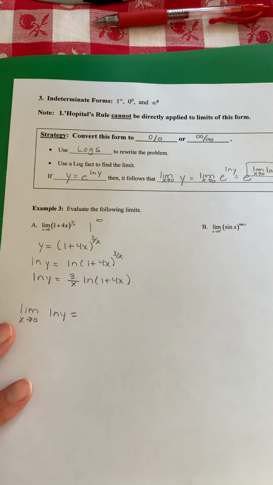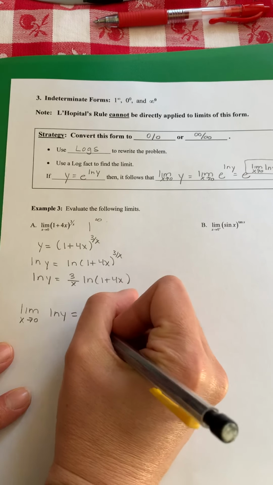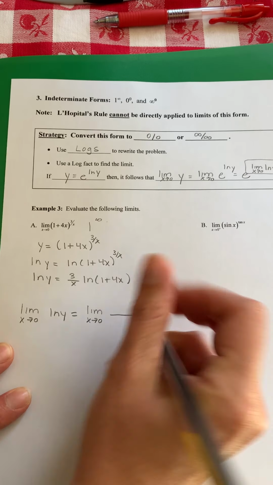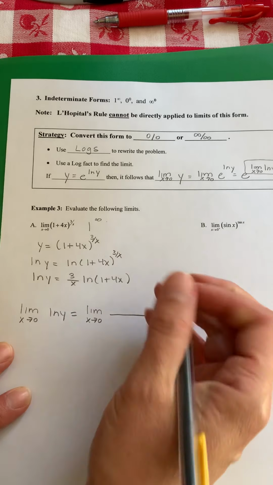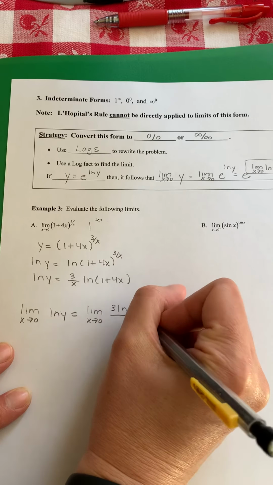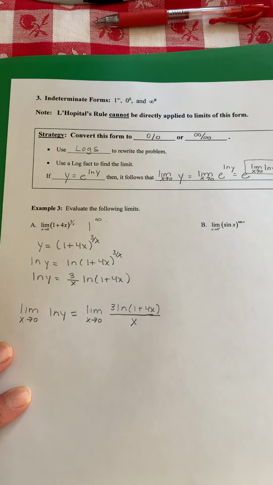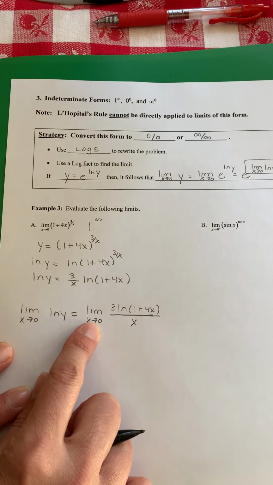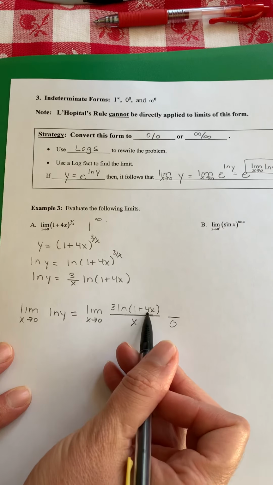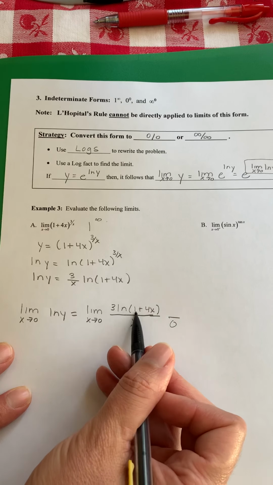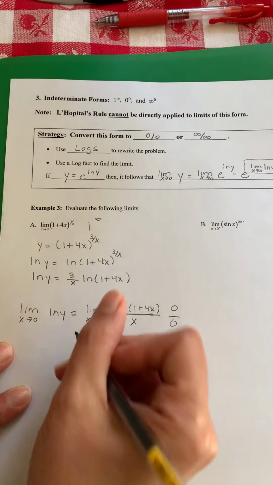Okay, so the limit as x goes to 0 of the natural log of y is the same as the limit as x goes to 0 of this expression. So I'm going to go ahead and join 3 with the natural log of the quantity 1 plus 4x in the numerator. Okay, we have the x in the denominator. So if we tried to evaluate, we'd have a 0 downstairs. We put 0 here, we'd have the natural log of 1, which is 0. So we have that form. So we're ready to do L'Hopital's rule.